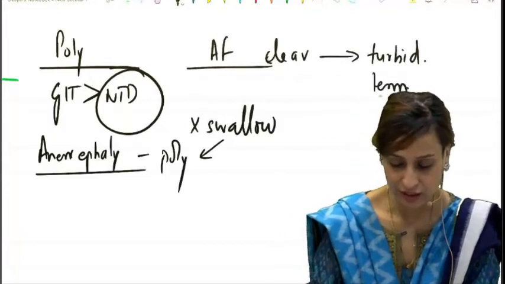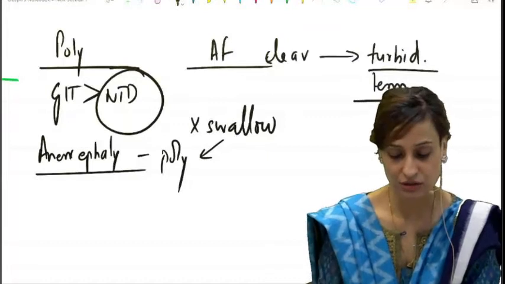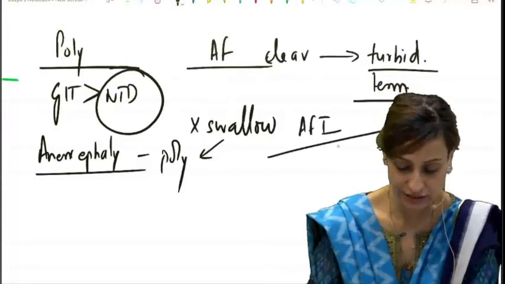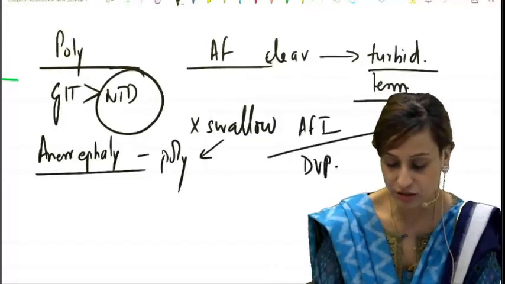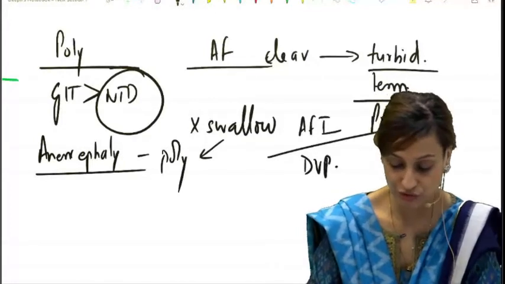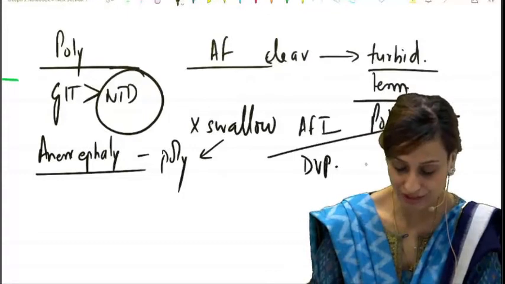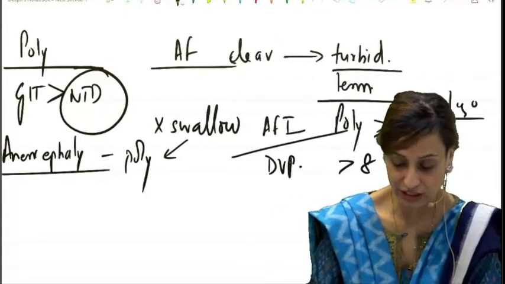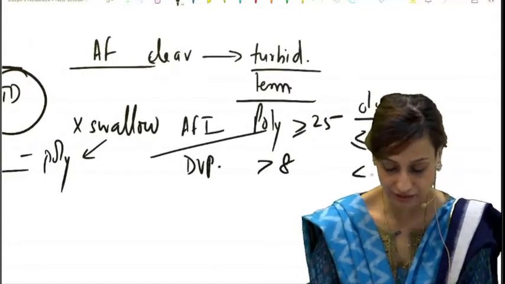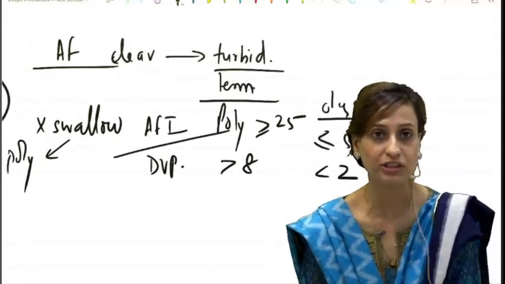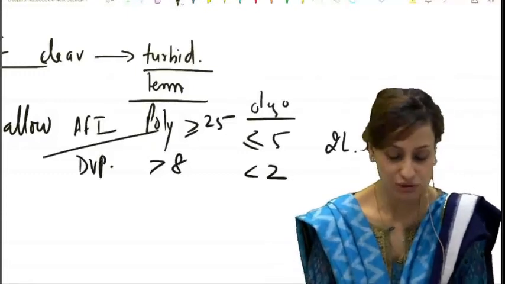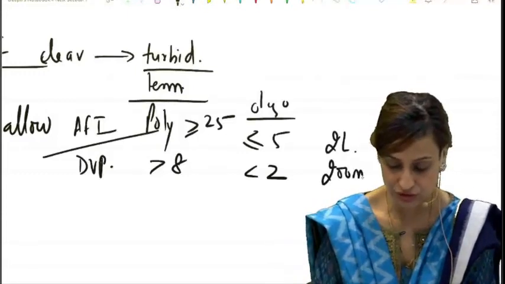And remember that the two methods to measure it are amniotic fluid index and deep vertical pocket. You should know the definitions of poly. Here it is more than or equal to 25 and here it is more than 8, while the definition for oligo in AFI is less than or equal to 5 and less than 2 for deep vertical pocket, right? And the absolute volume for poly is 2 liters and for oligo it is 200 ml, right?